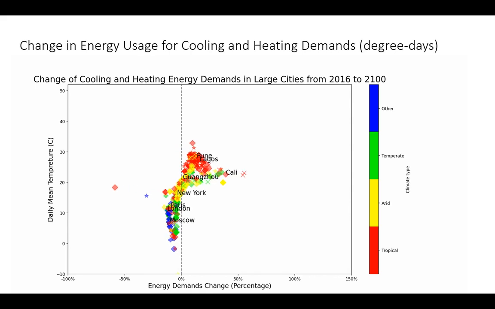And this is the changing daily mean temperature and the energy demand in percentage. The energy demand is represented by heating and cooling degrees. And we can see that cities in cold areas will have lower total energy demands for cooling and heating, and for cities with higher temperature, it will need much more energy.